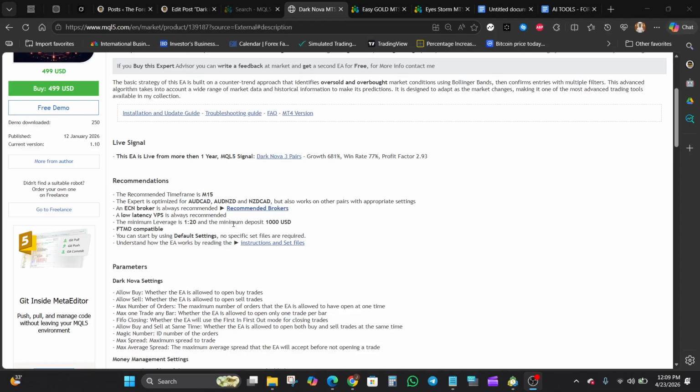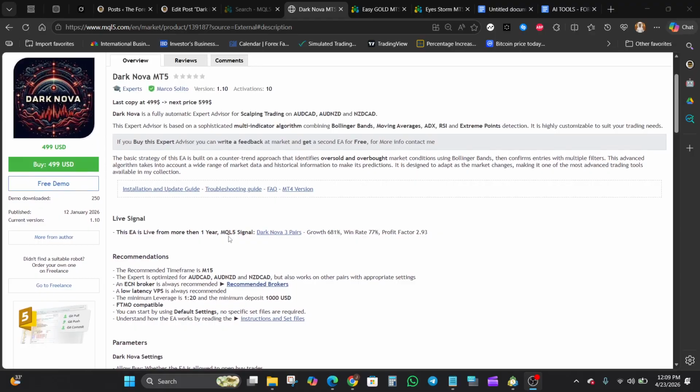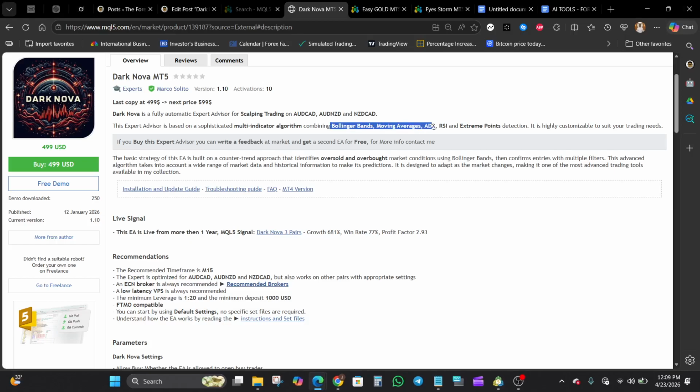At its core, Dark Nova is a counter trend system, but it's not relying on a single signal. It combines multiple indicators, such as the Bollinger Bands, moving averages, ADX, and RSI, and also extreme point detection to filter entries.